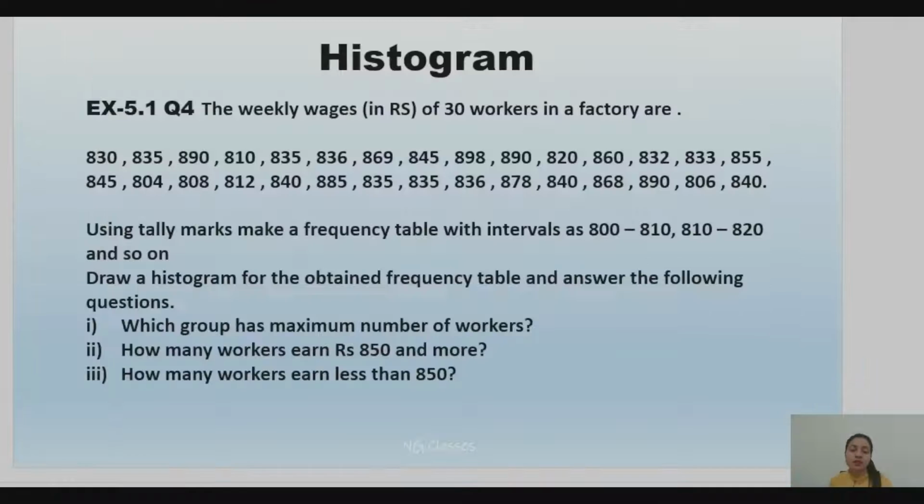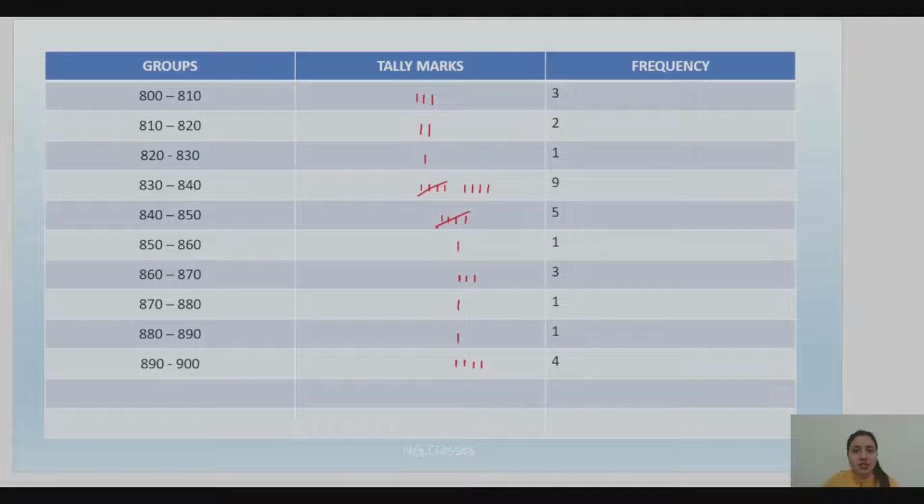So simple, right? And now we will discuss the concept of histogram. Now what is histogram? I have taken the previous question only to understand the concept of histogram. Here the weekly wages of 30 workers, the data is given over here using tally marks. At first we need to make the frequency table, and then with the help of the frequency table we will make the histogram. So the previous frequency table only I am going to use for this question. So this is our frequency table. Now with the help of this one, we will plot a bar graph, and at last that bar graph will contain a shape of histogram.